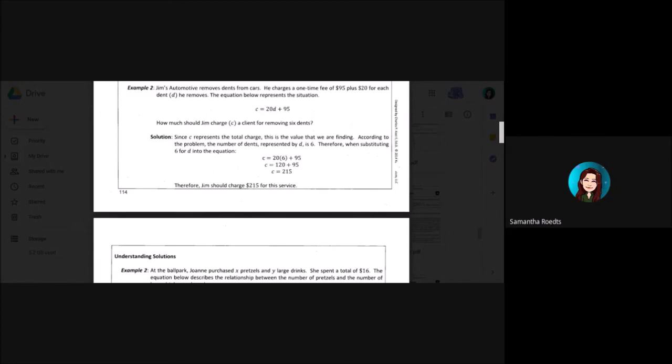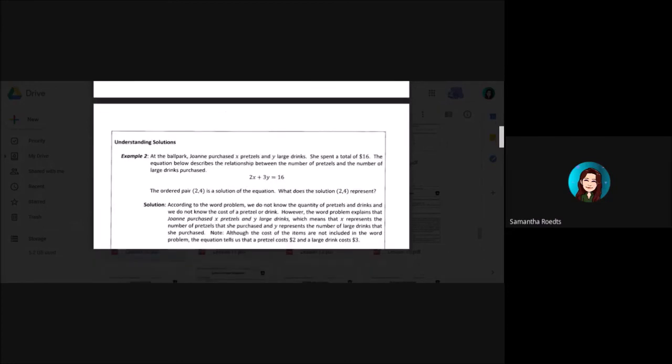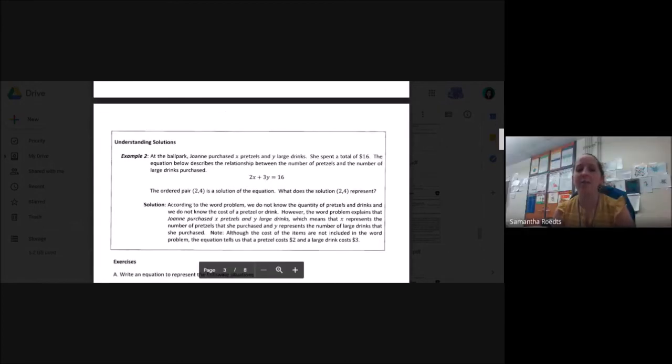Understanding solutions. So example 2, at the ballpark, Joanne purchased X pretzels and Y large drinks. She spent a total of $16. The equation below describes the relationship between the number of pretzels and the number of large drinks purchased: 2x plus 3y equals 16. The ordered pair 2, 4 is a solution of the equation. So x is 2 and y is 4. What does the solution 2, 4 represent?